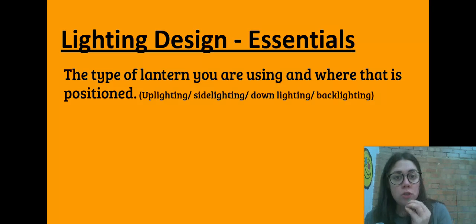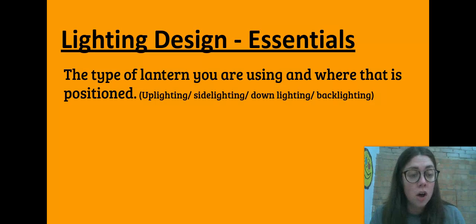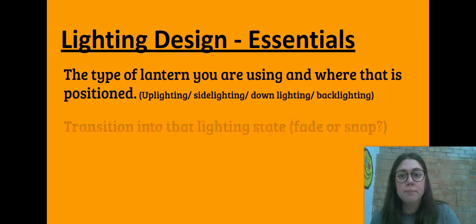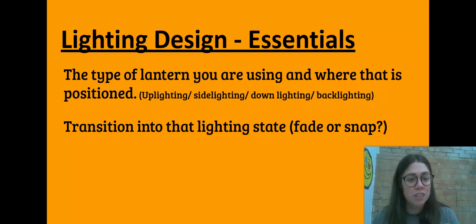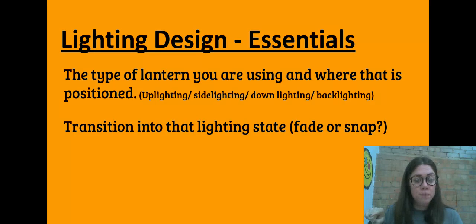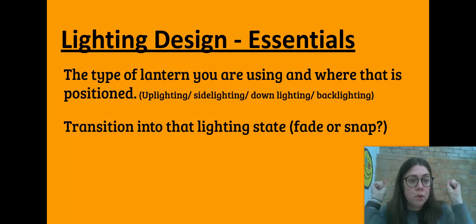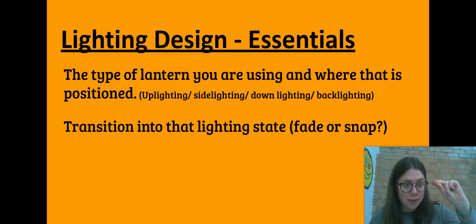So you need to explain where those lanterns are positioned around the theatre or on the stage and why you've chosen to put them there. Next up, the transition. So the transition would be when the light comes on. So if I were to walk into a room and flick a switch and turn a light on, it might be that the light comes on immediately, really quickly. And we would call that a snap, because it's like a snap.